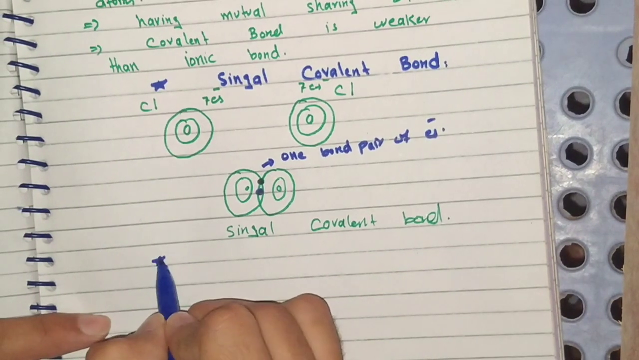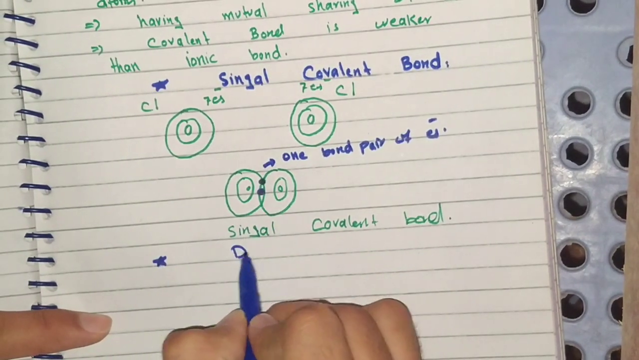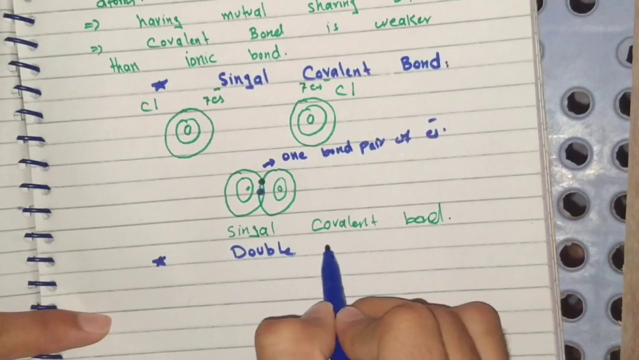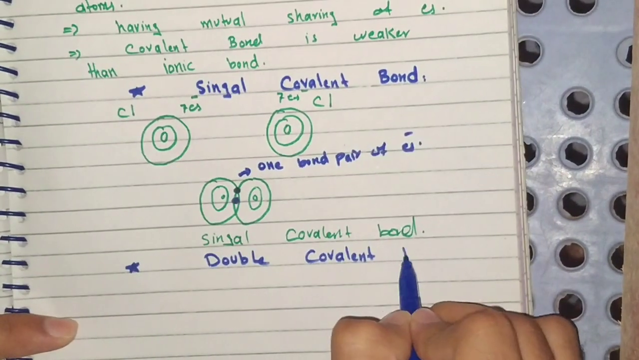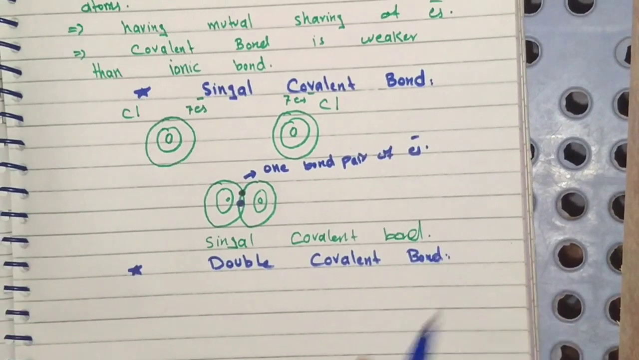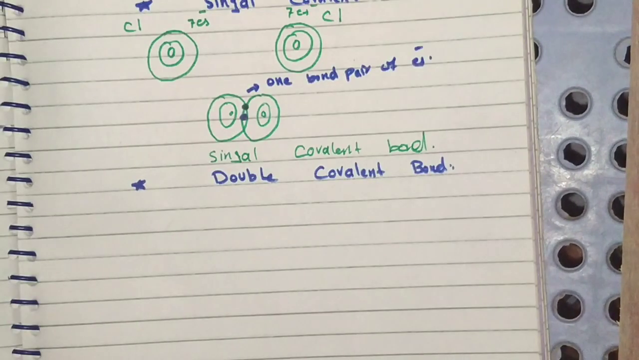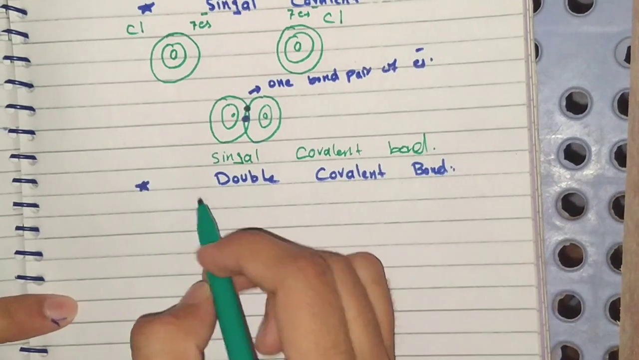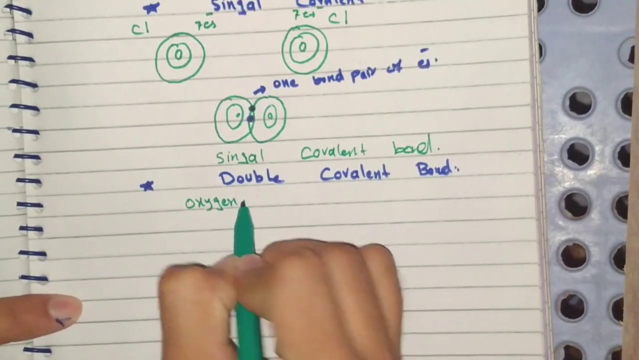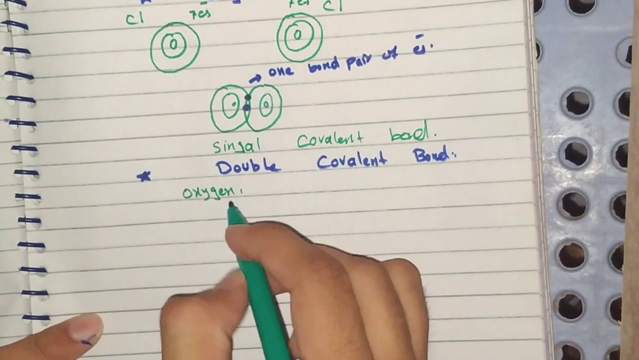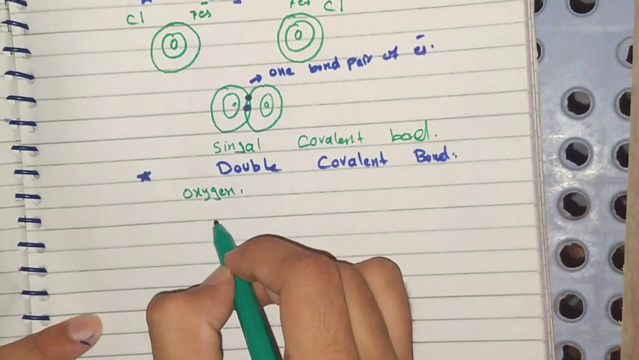Now second, I am going to explain double covalent bond. Here I am taking the example of oxygen. For example, that is one oxygen.